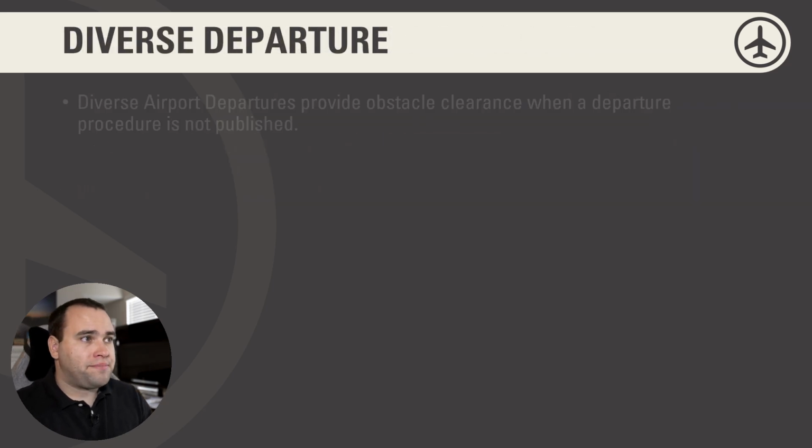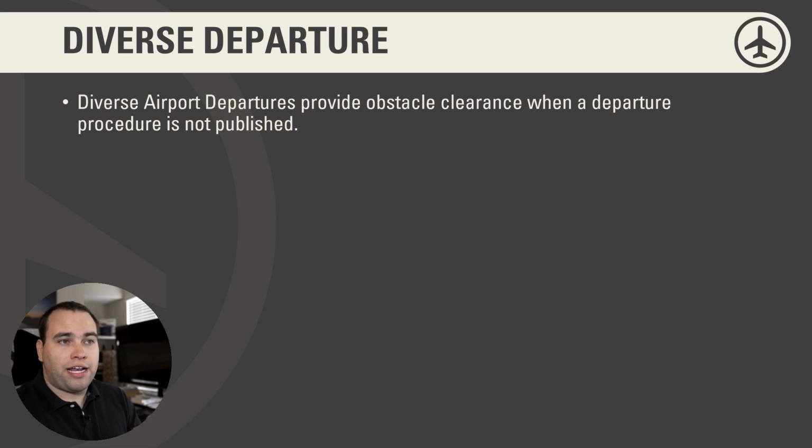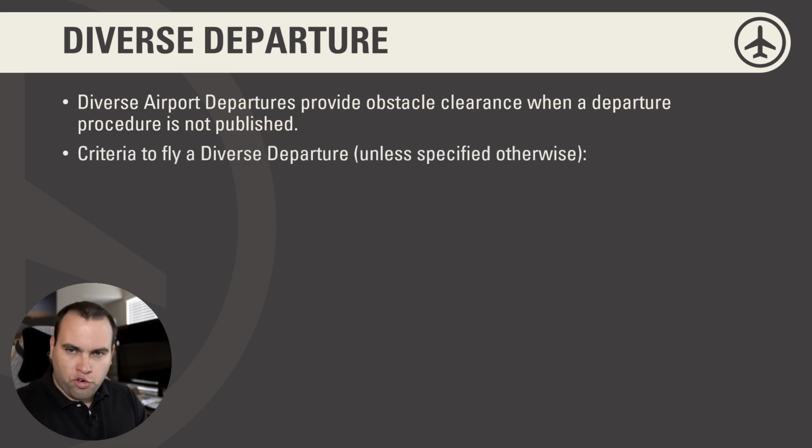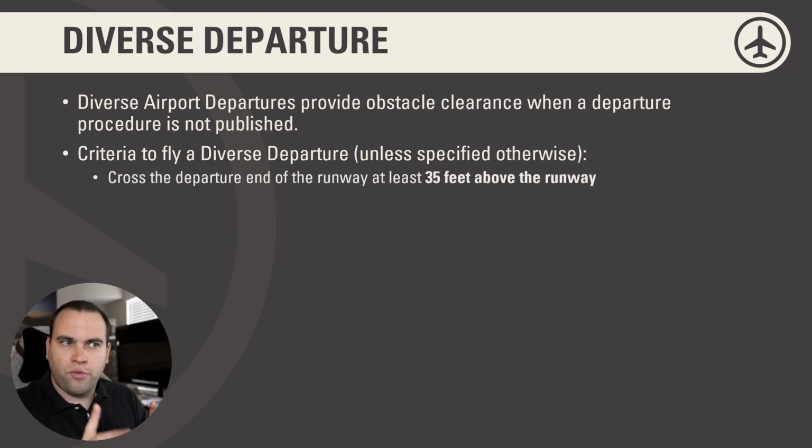Well, let's take a look at it. Diverse airport departures provide obstacle clearance when a departure procedure is not published. We just talked about that. There is criteria that needs to be in place. We already talked about the 200 feet per nautical mile, but there is other criteria that needs to be in place unless otherwise specified. Sometimes they can specify maybe a steeper climb gradient or maybe a certain heading before you turn a certain direction, something like that. Unless it's otherwise specified, here's the criteria we need to follow.